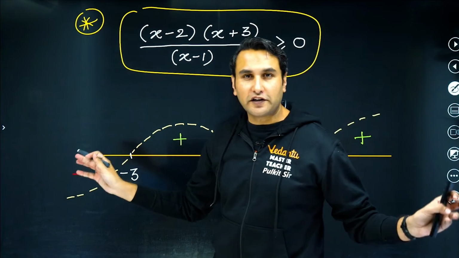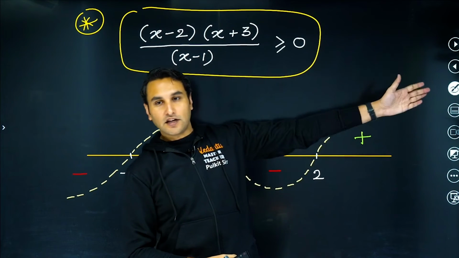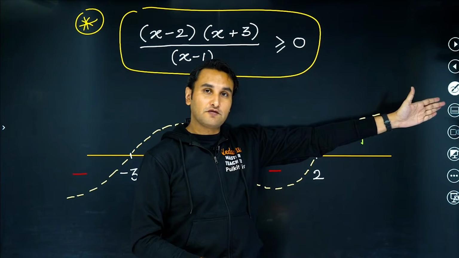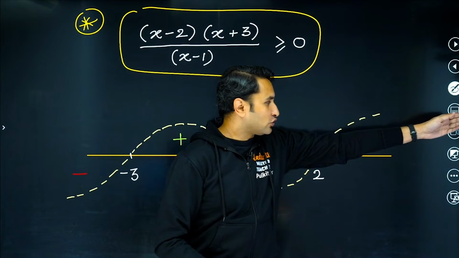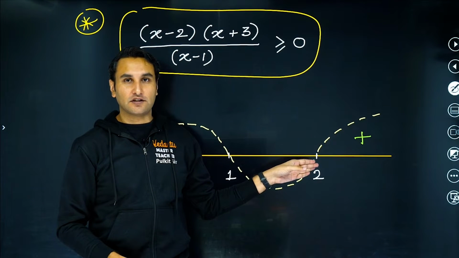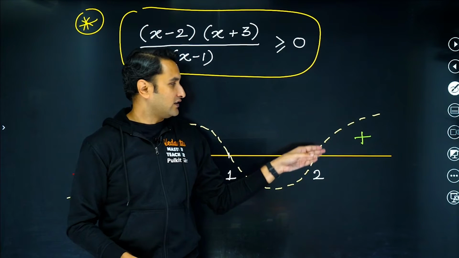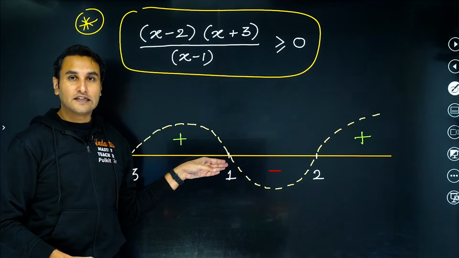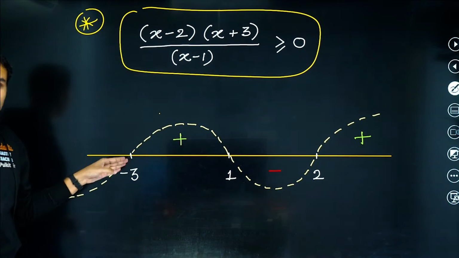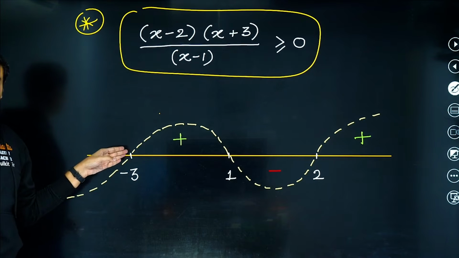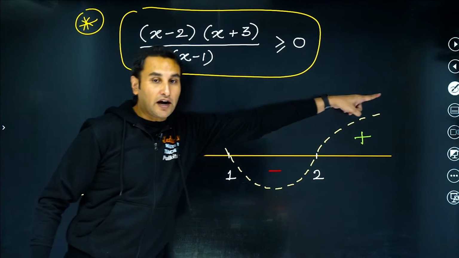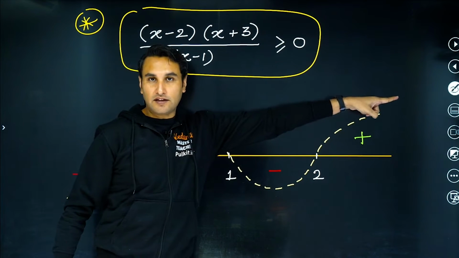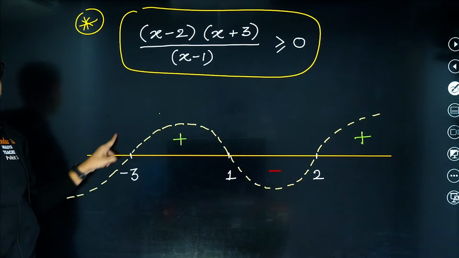Start the train. How will the train start? Start from the extreme right. The train is coming from infinity on the positive track. So chuk chuk chuk. Stop at the first station. Change the track, change the sign. Negative. Stop at the next station, 1. Change the track, change the sign. Stop at the next station, minus 3. Change the track, change the sign. Starting with plus, alternate: plus, minus, plus, minus.